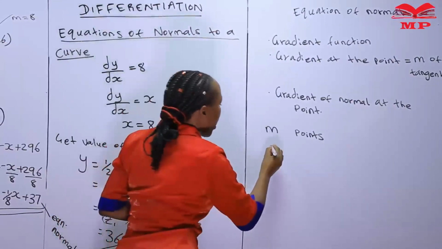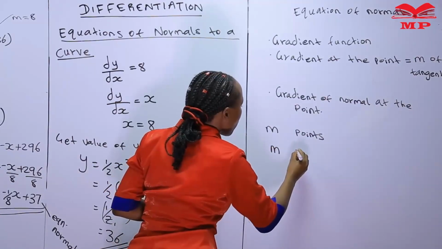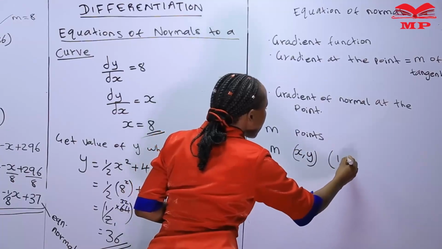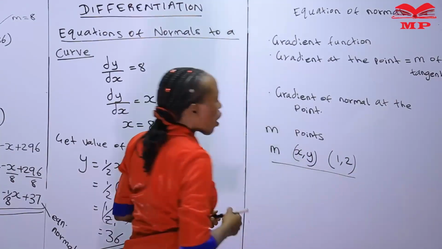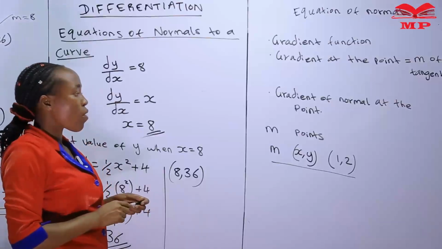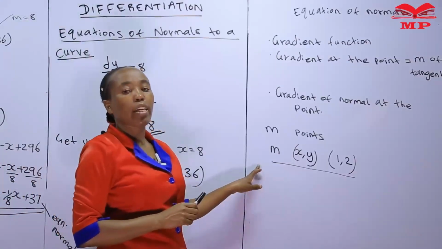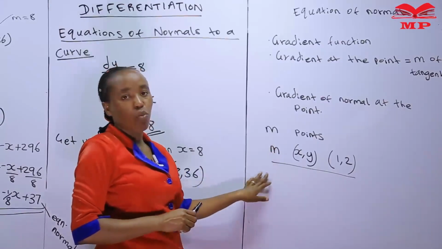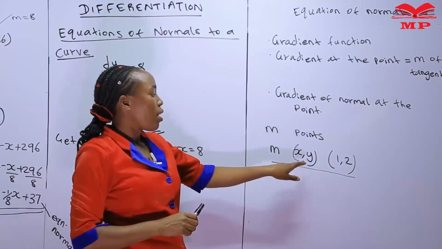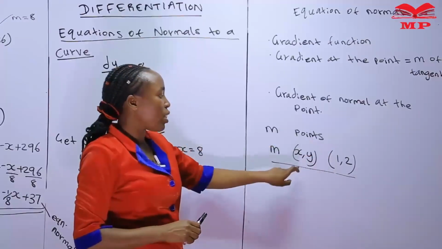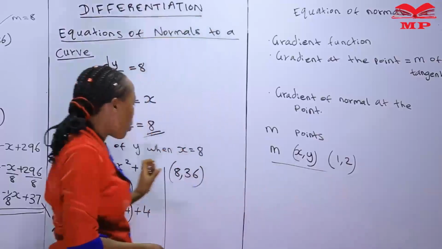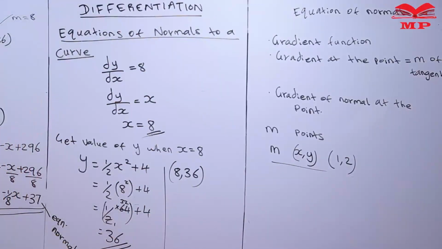Because when you have the gradient, you have a point, an imaginary point x, y, and you have a point, let's say 1, 2, you can use this now to get the equation of a normal. So ensure when you are calculating the equation of a normal, that you have the gradient of the normal. You also have a point and an imaginary point. So depending on the equation, you just ensure that you have this, and then you'll be able to calculate the equation of the normal.